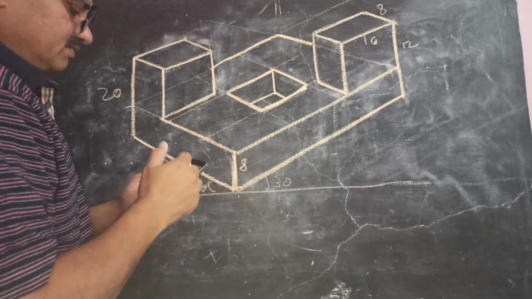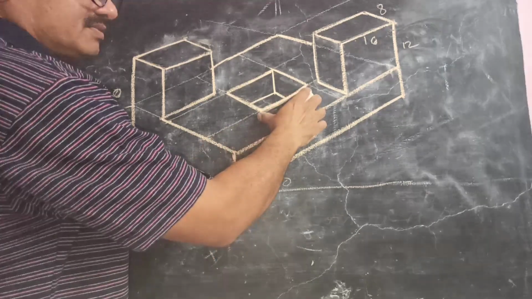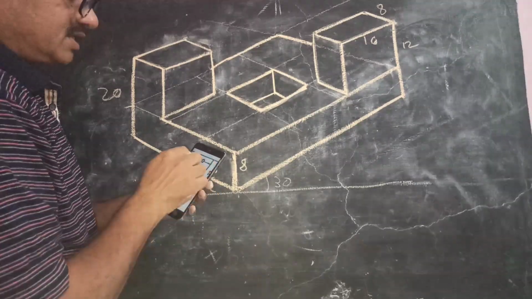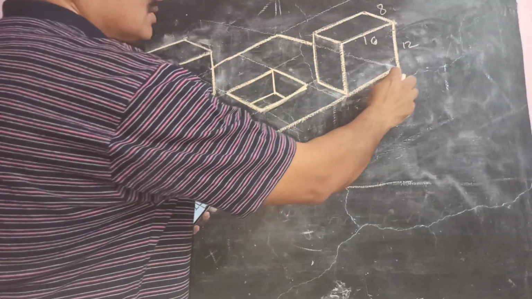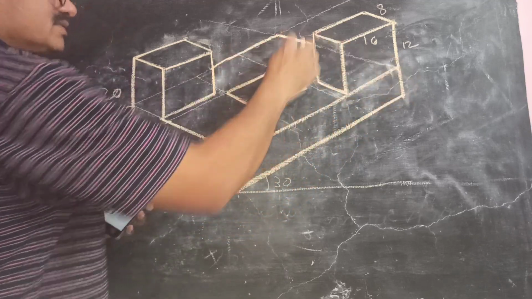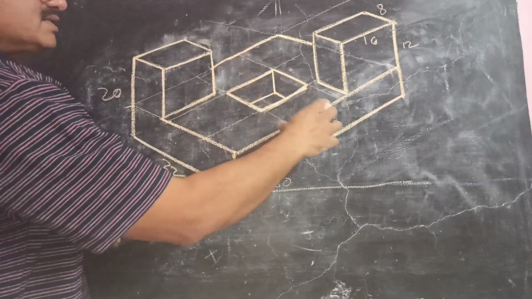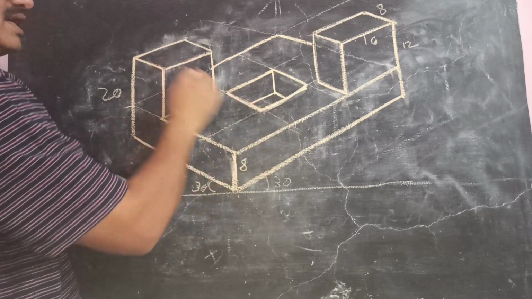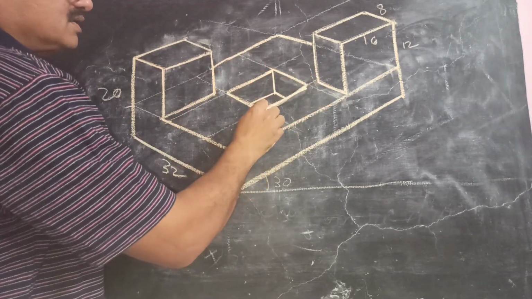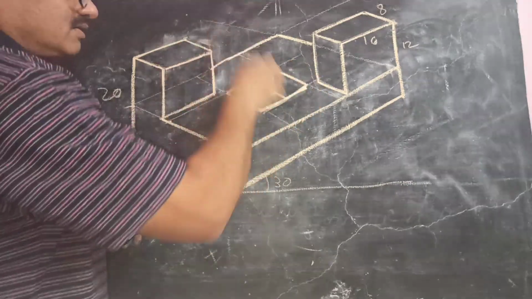Then lengthwise it is having 16, and it is given that from this corner, from this side, it is 20 mm. So from here you can get 20. Draw a line parallel to these lines at 20, then 16, and then again draw a line parallel to this. So all these lines are meeting in these four corners. Make it dark, you will get the hole.